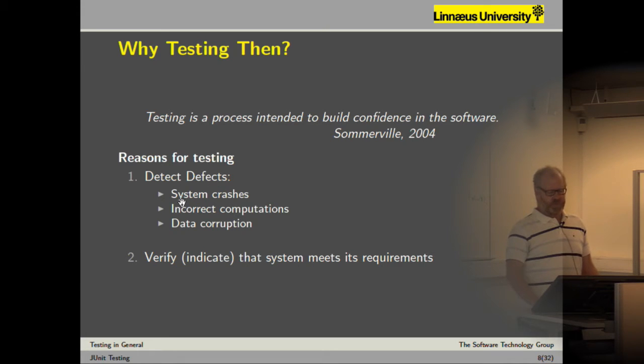Reason for testing. Well, we will detect certain errors, and of course we would like to see if the system crashes. It shouldn't crash our system. It shouldn't do incorrect computations. Are we adding 5 with 3? The result should be 8. Nothing else. Data corruption. What is this? What do I mean by a possible error that is data corruption?